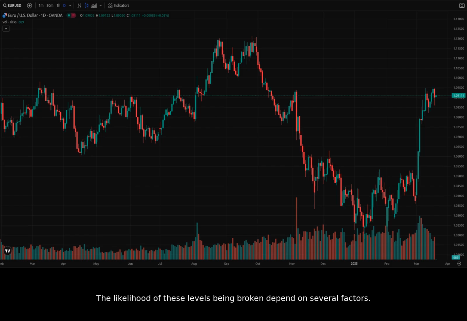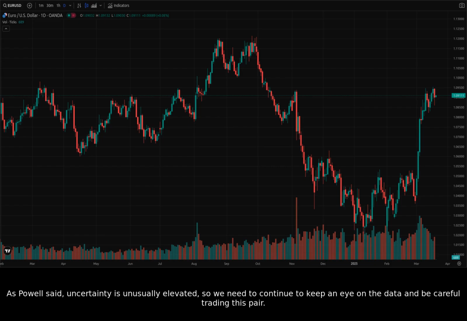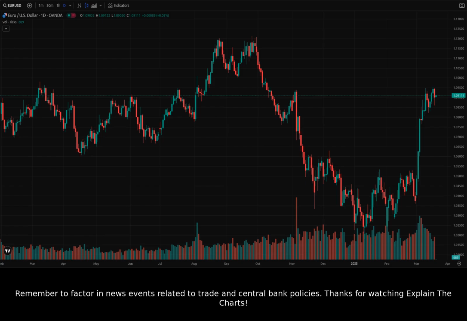The likelihood of these levels being broken depends on several factors. As Powell said, uncertainty is unusually elevated, so we need to continue to keep an eye on the data and be careful trading this pair. Remember to factor in news events related to trade and central bank policies.